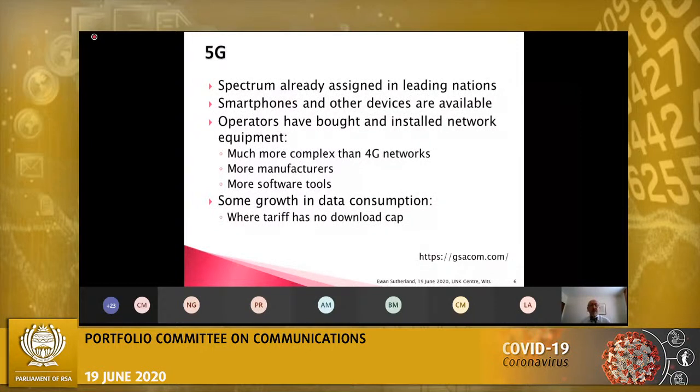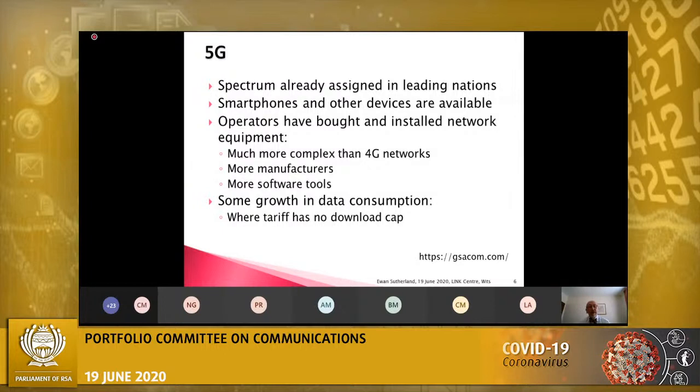It turns out to be a lot more complicated than 4G. There are more manufacturers involved, there's more software tools. They are starting to use artificial intelligence in the networks. They're using open RANs. It's getting very complicated, and there are quite a number of operators who in the past have simply commissioned manufacturers to build the network for them. That's going to be more difficult now.